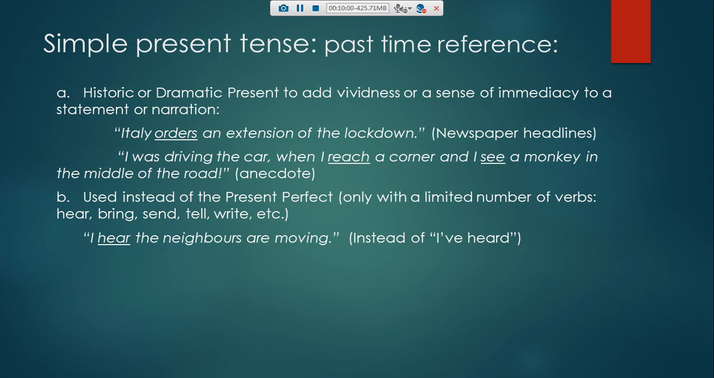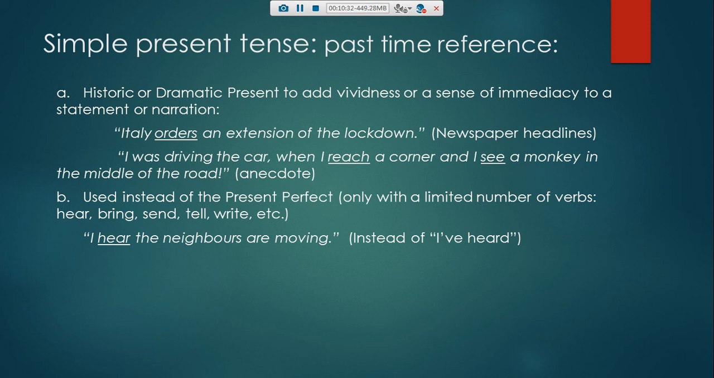Well, the simple present tense might have past time reference. For example, there are two types: historic dramatic present to add vividness or a sense of immediacy to a statement or narration. For example, in newspaper headlines, you might read, Italy orders an extension of the lockdown. That means Italy ordered. It happened yesterday, last week. But to add vividness to this piece of news, you might use the simple present tense.